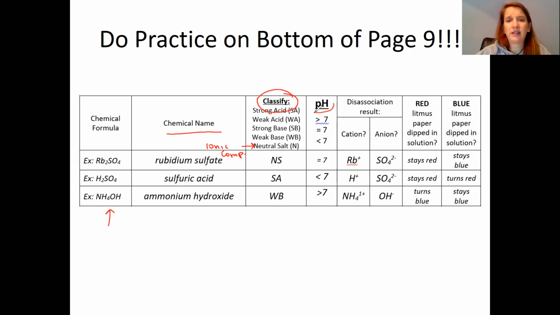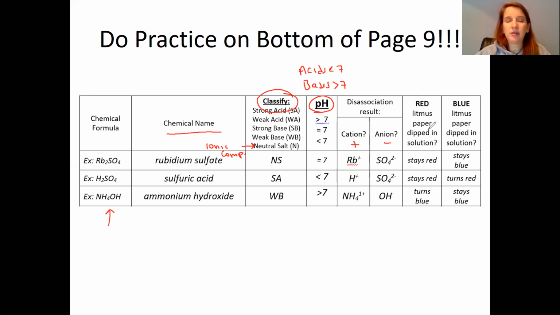pH, that should be one of the characteristics that you learned about when you were making your poster last week. So we know that acids have a low pH, so it's going to be less than 7. And we know that bases have a high pH, and so it's going to be greater than 7. All right. Cation and anion, so however this is going to dissociate, the cation is your positive ion, the anion is your negative ion. All right.